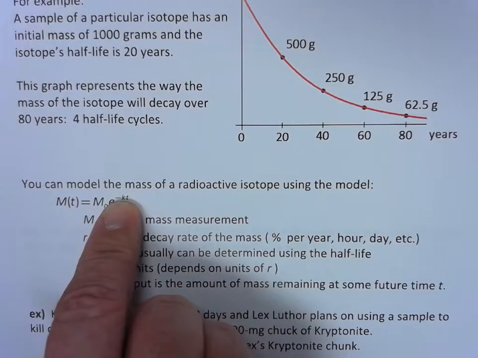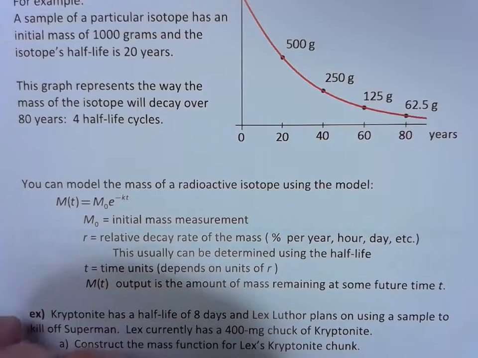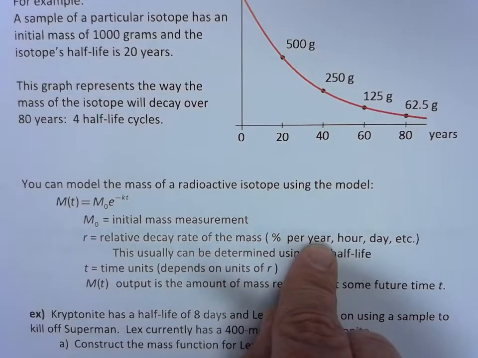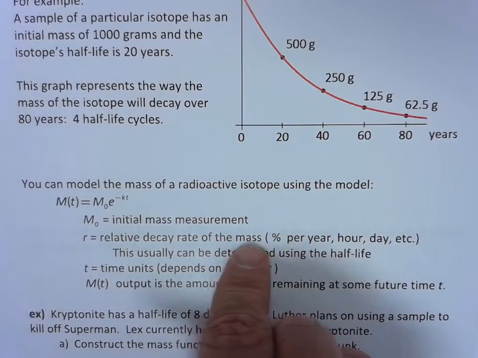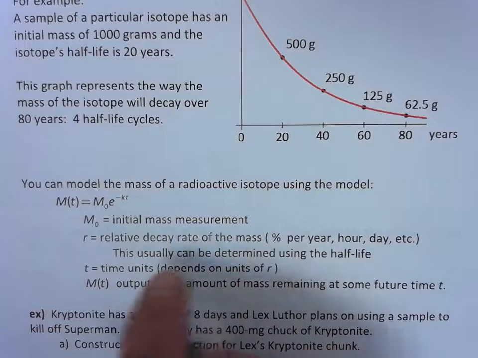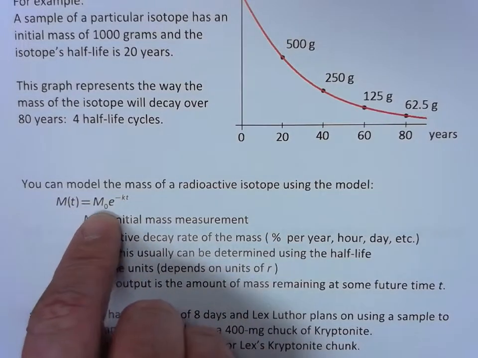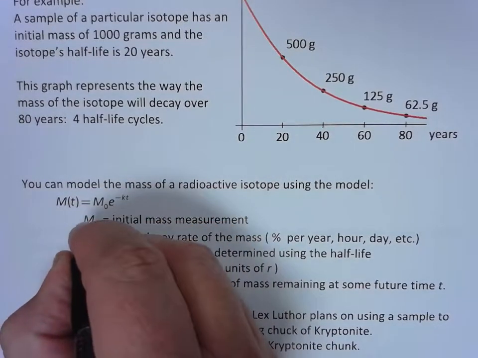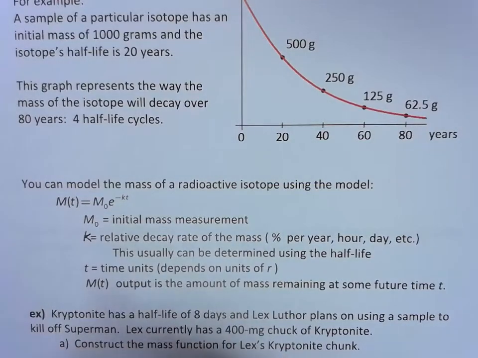K represents the percent rate of decay for the isotope, percent per year or hour or day, depending on what the half-life is given as. Some isotopes are so unstable that they actually have a half-life measured in hours. Oh, and there's the typo again. I'm referring to K in the formula here.